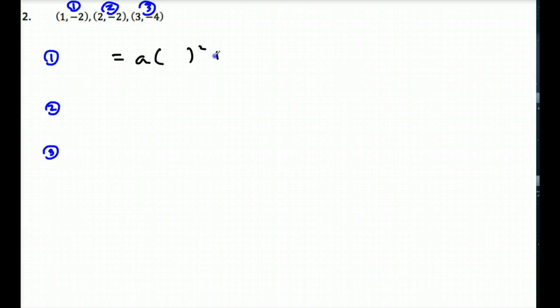Okay, let's do the same thing for number 2. So this time our 3 points are (1, -2), (2, -2), and (3, -4). So I'm going to go ahead and write my 3 equations, plugging in a y coordinate for each one and an x coordinate for each one. And again, leaving my a, b, and c values as they are, so we can solve for those.